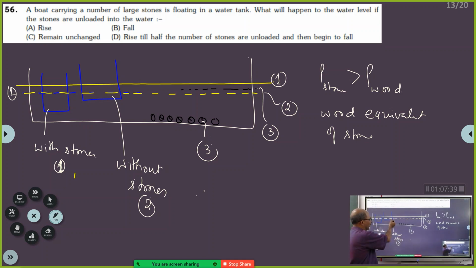See, the wood is there. You were telling that the wood is up and the stone is down, so it will rise up. My question is, it will rise above level 2, but will it go and touch level 1? No, sir, it can't touch. Why can't it touch level 1? Sir, because in situation 1 more wood was contributing, more wood was inside. Here less wood is inside. Okay, that is your logic.